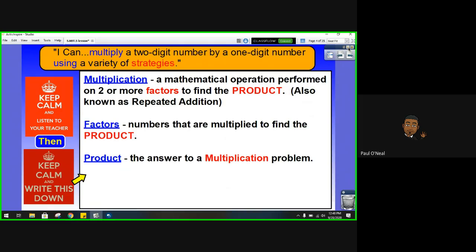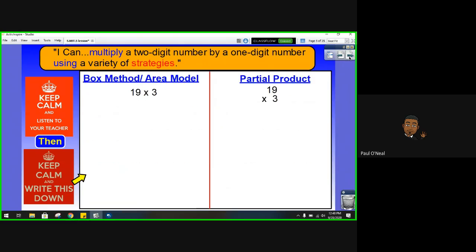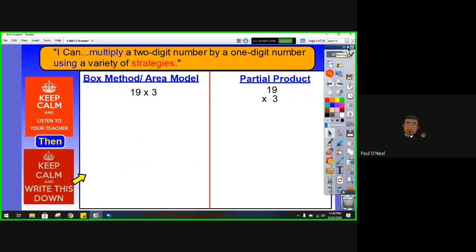So let's keep things moving. Here is one problem. I'm going to do this for you, so hopefully you can get a better understanding than just having watched the videos. All right, we're going to look at the box method, also known as the area model, and also partial product, okay? Same problem, just two different strategies, two different ways.